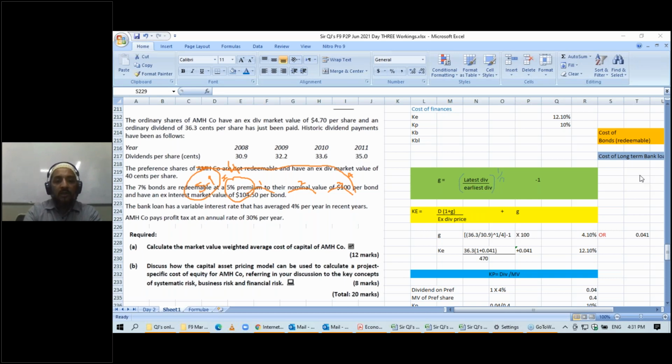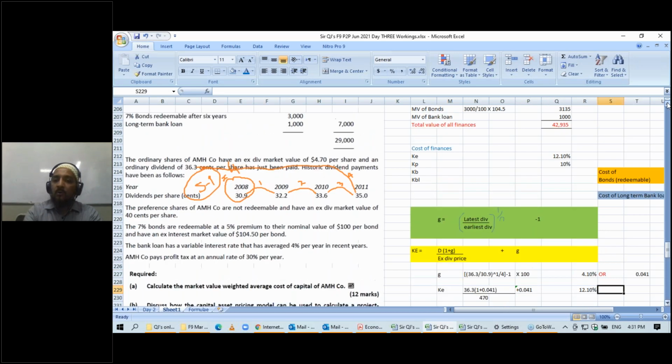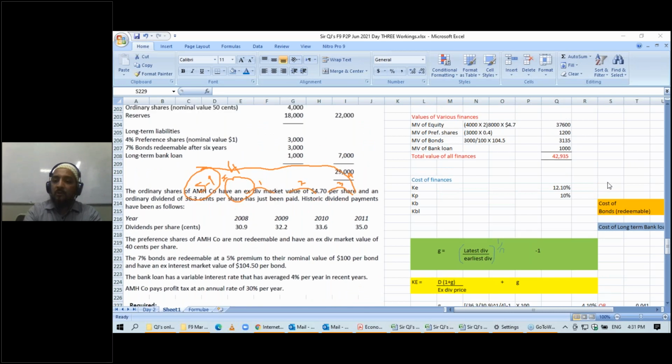Okay, Temur, you want to know the market value of loan. So the market value of loan is like this. In the balance sheet, the amount appearing is 3 million, right? So I took that amount first, 3 million, and the face value of a loan is 100. So I divided it by 100. So it made 30. So there are a total of 30 bonds, and I multiplied it with the market price, which is 104.5. So this is how I got this market value, 3135.